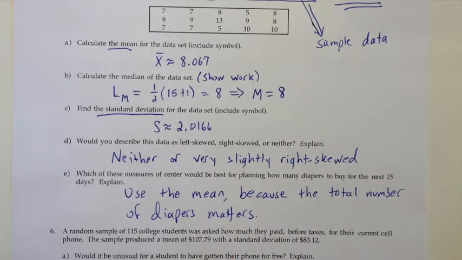And we also say that it's good to use the mean when your data is not skewed, and our data is either not left or right skewed or maybe very slightly skewed, so the mean's good in that sense too. But I think the more important factor here is that the total matters.